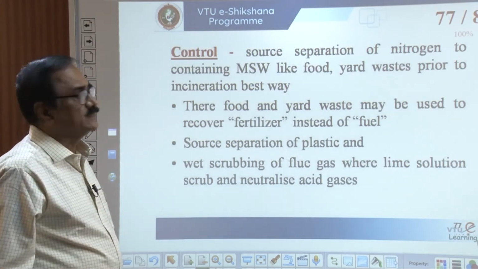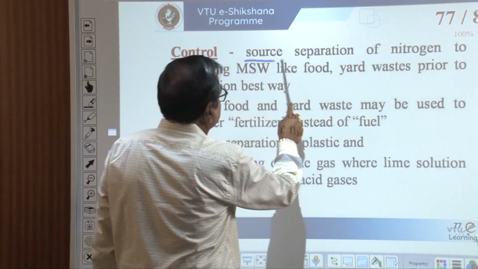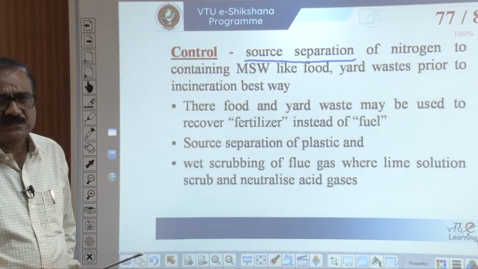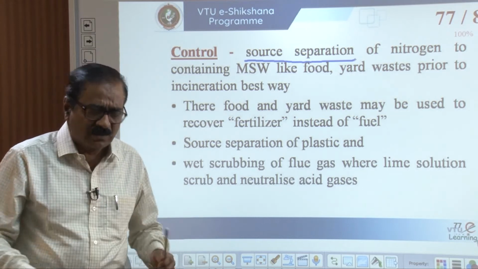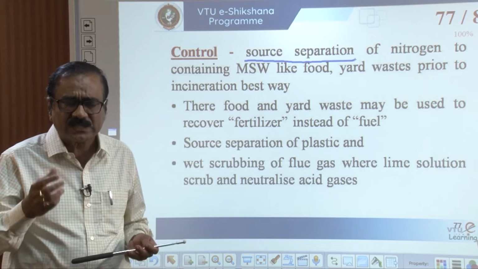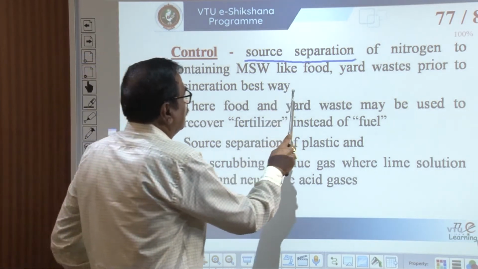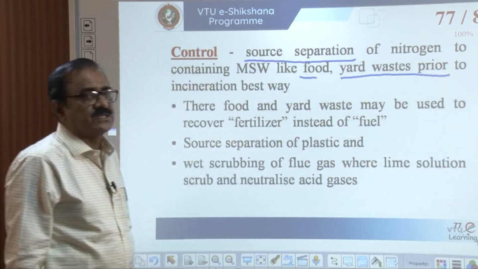How to control? Very simple. One is source separation, which is always the ideal technique. So as far as possible, if you are able to identify that the municipal solid waste is too rich in waste containing nitrogen, separate them. Some examples are food waste and yard waste. Separating them prior to the incineration is the best way.